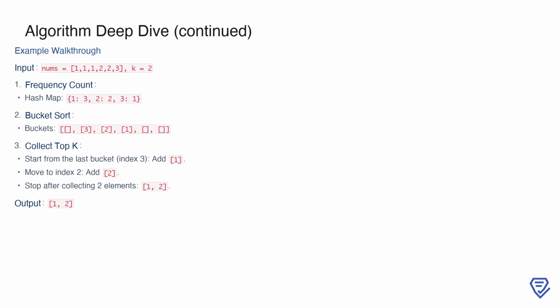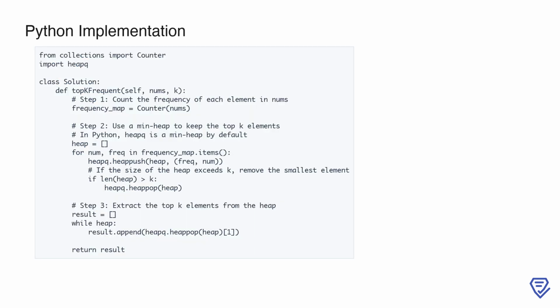Finally, we collect the top k elements. Starting from the last bucket, we add 1 from index 3. Moving to index 2, we add 2. At this point, we have collected 2 elements, which is our target k. Therefore, the output is [1, 2]. This example demonstrates how the algorithm efficiently identifies the top k most frequent elements using frequency counting, bucket sort, and optimal collection.